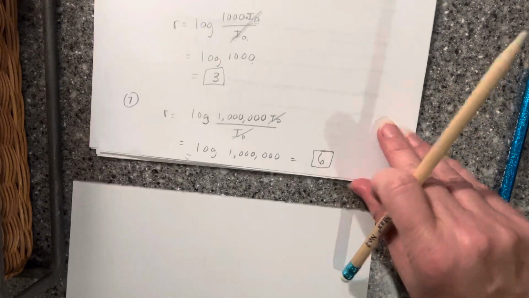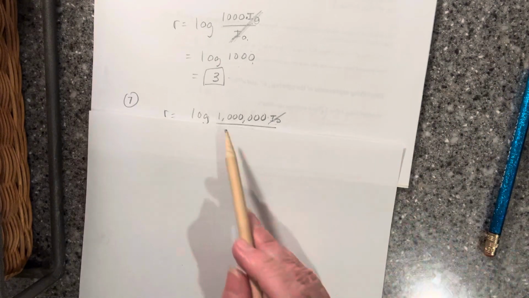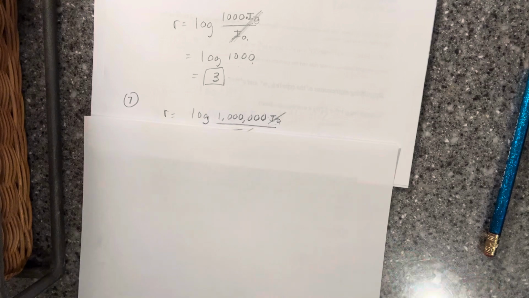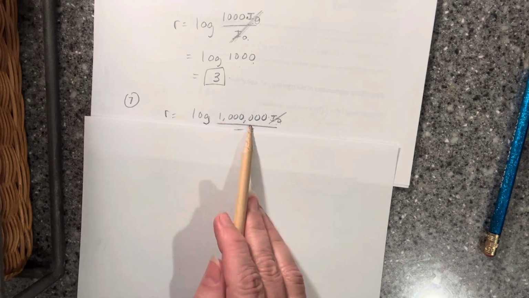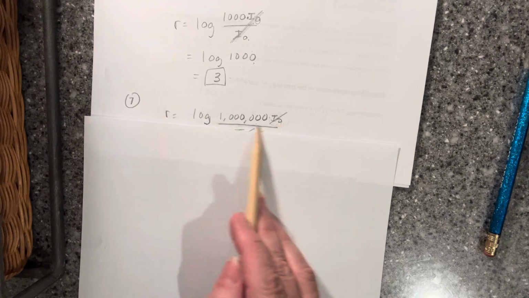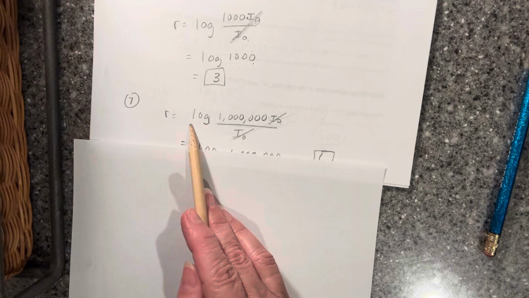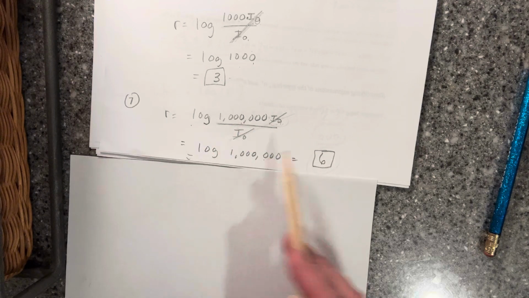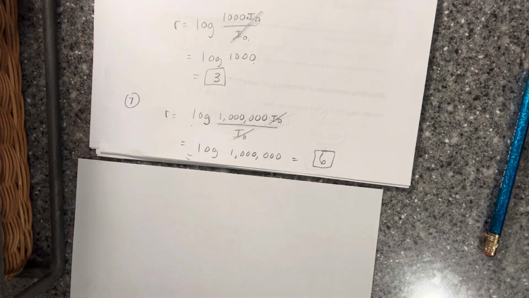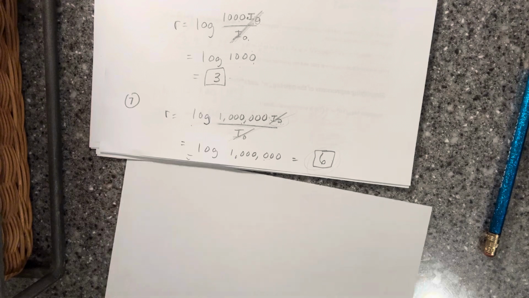And then for number 7, it's 1,000,000 times reference. So it's quite a healthy earthquake there, right? 1,000,000 times more powerful than the reference intensity. Then when you divide it by reference intensity, those cancel out. So we've got log of 1,000,000. Type that on your calculator, and you have a Richter scale rating of 6. All right, and that would be the 3 basic applications that you see in your 4-4 homework. I hope that helps.